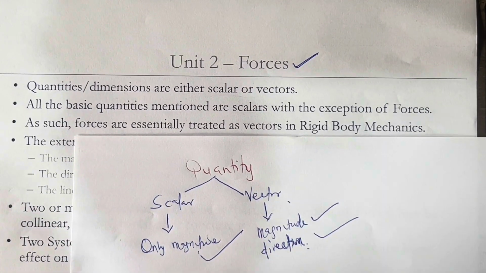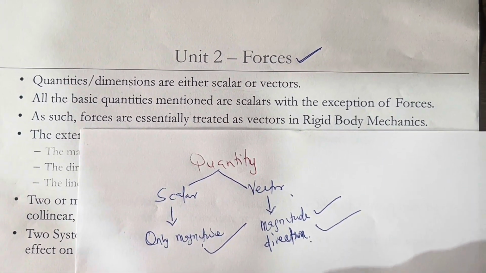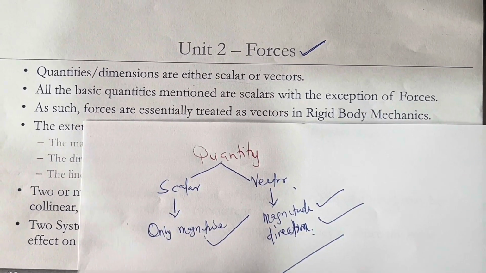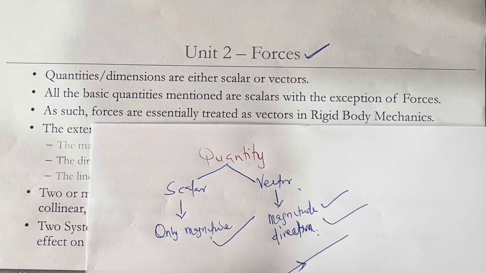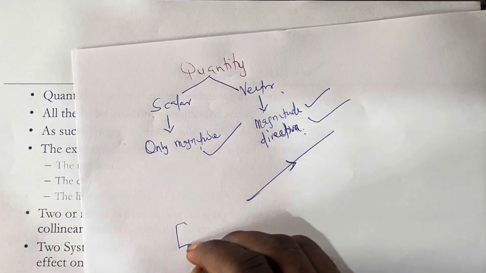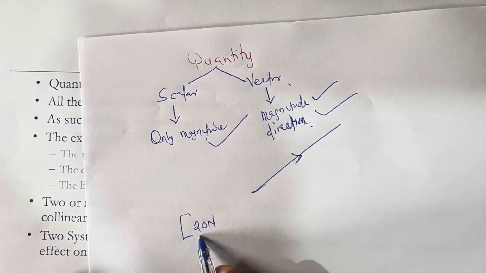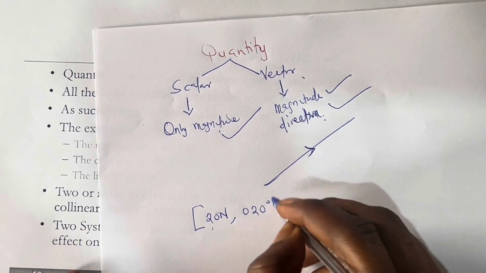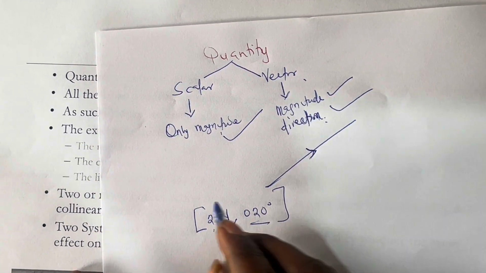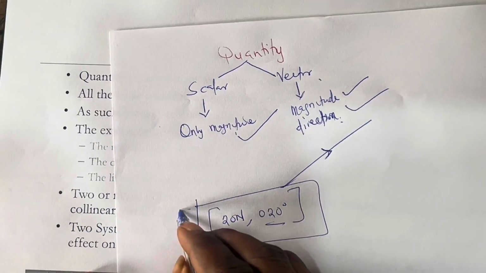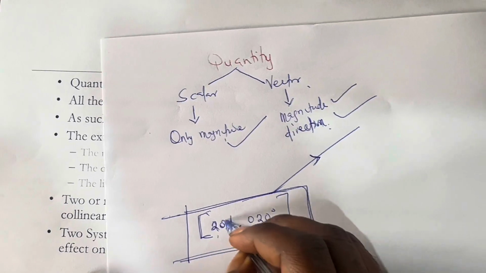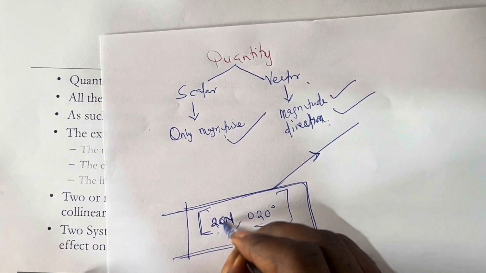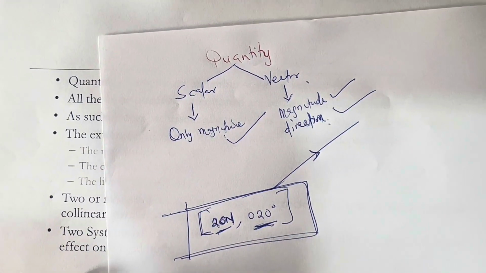Anytime you write or represent a vector quantity, it is always by a straight line with an arrow. And most times they are represented like this, maybe 20 newtons, which is the magnitude, at 0 degrees, which is the direction. So if you see a notation like this, in any concept or calculation, then this is the magnitude, and this is the direction.